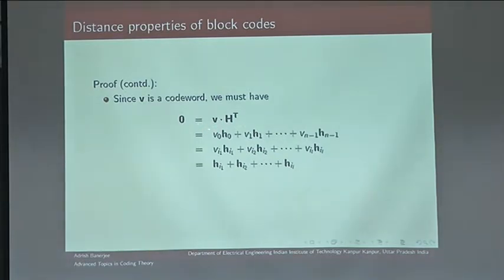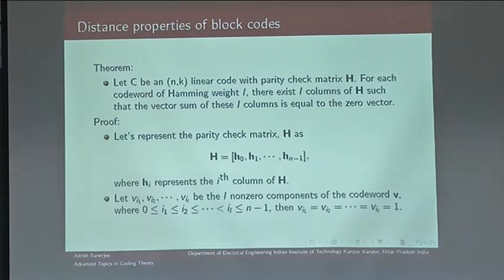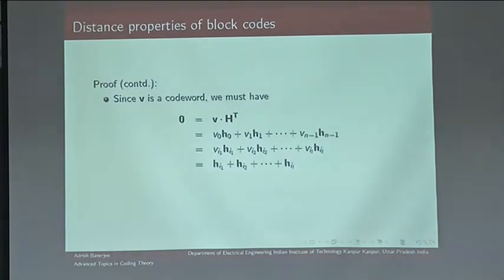Now, let us compute VH transpose. What is V? V is this n-tuple V0, V1, V2, and so on. So I do VH transpose, and H is given by this. When I do VH transpose, what I get is this: V0 multiplied by H0, V1 multiplied by H1, up to V(n-1) multiplied by H(n-1). Now, what do you know? You know that this code word is 1 at L locations. All other locations, it is 0. So that means out of this, it is only 1 at Vi1, Vi2, Vi3, up to ViL. All other locations, it is 0.